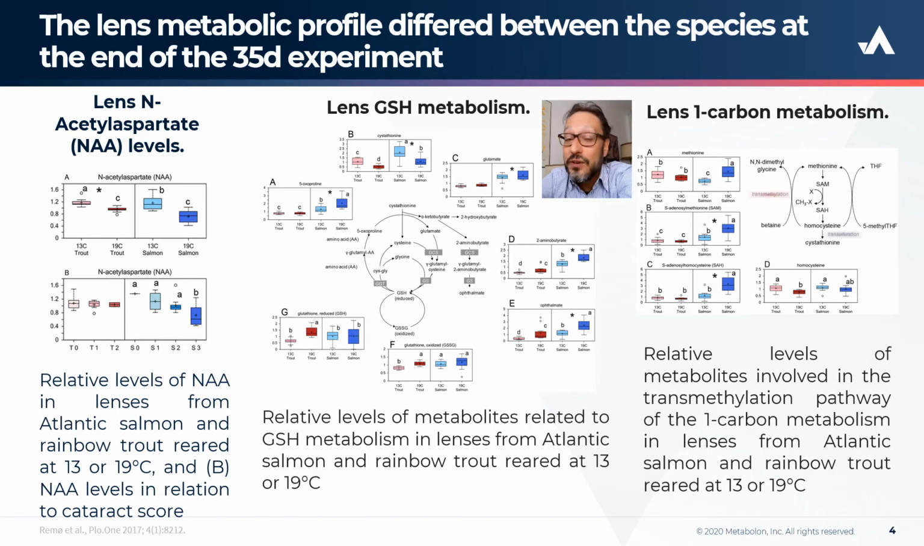Now, if you look at the right, you will see the lens 1-carbon metabolism. Again, several intermediates in the transmethylation pathway of the 1-carbon metabolism were present at different levels in rainbow trout and Atlantic salmon. And Atlantic salmon reared at 19 degrees had significantly higher levels of S-adenosyl methionine, SAM, and S-adenosyl homocysteine compared to salmon reared at 13 degrees.